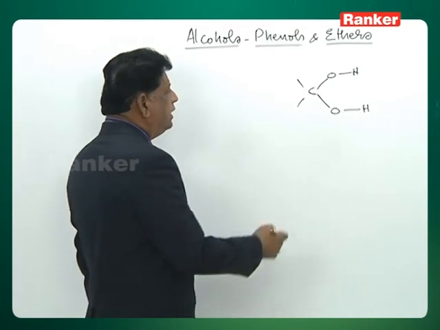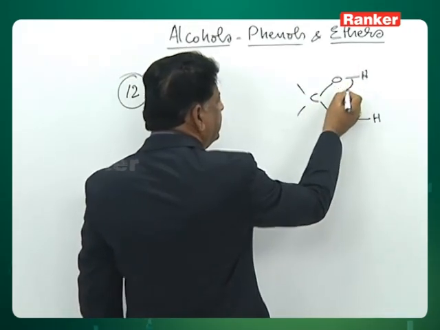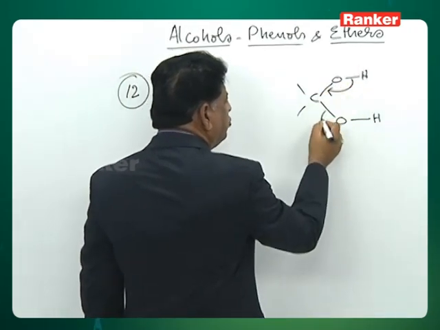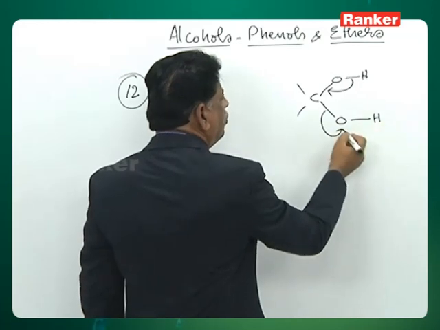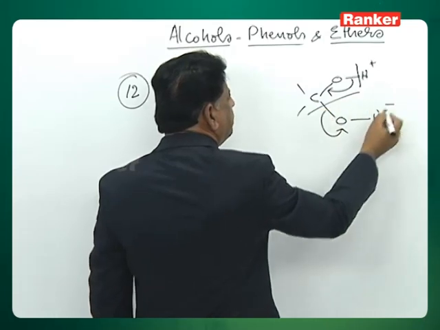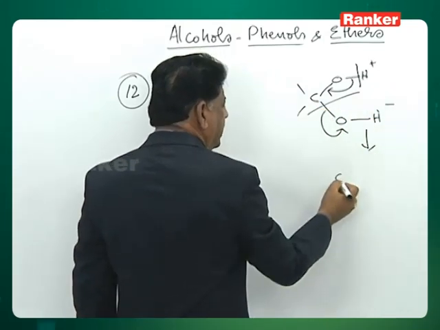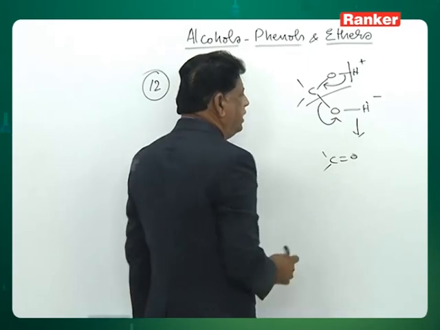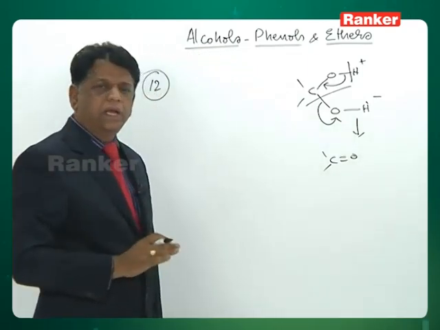But in carbon, when 2 OHs are there, the electrons will come here and this totally goes out as OH minus and H plus. So this will become H plus and this will become OH minus. Finally, a carbonyl group will be formed. In general 1,1 diols are unstable.